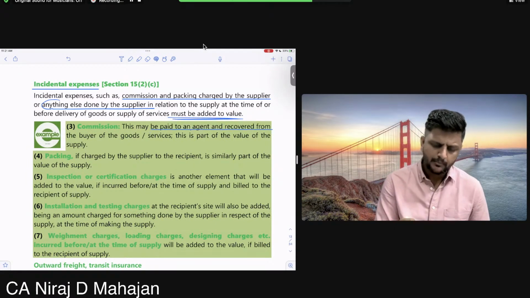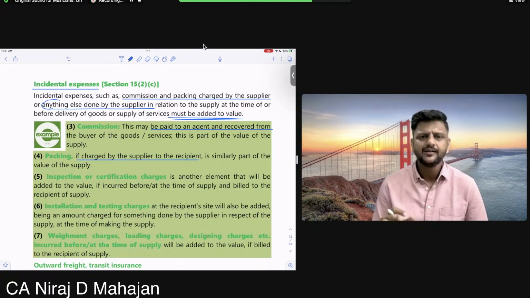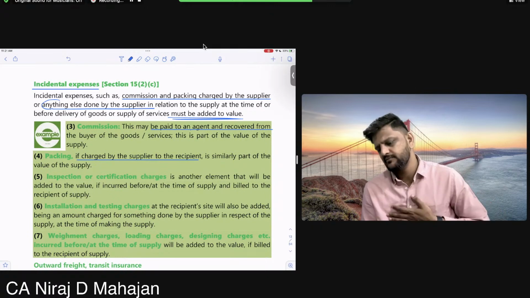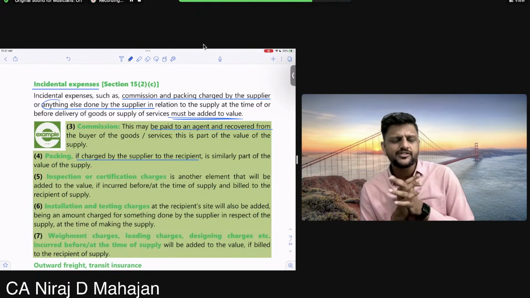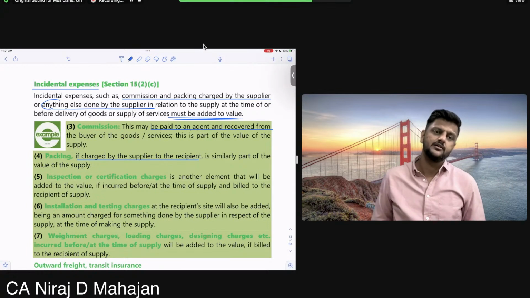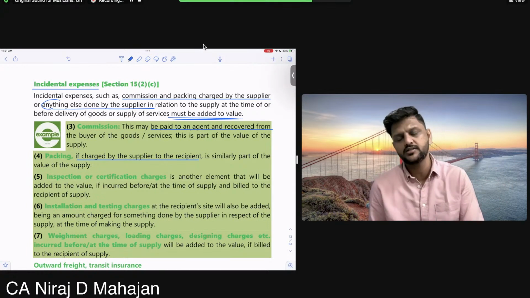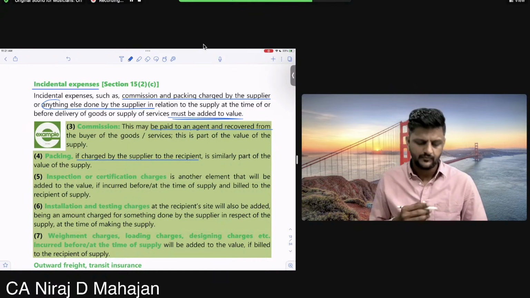This will be added. Packing, if charged by the supplier to the recipient, is added. So you are making, now I understand, mixed supply, composite supply. I'm getting my main money for supplying of goods. But to give those goods, I also have to incur other expenses, or I'm charging that separately in the invoice. I have to add it in the value of supply.